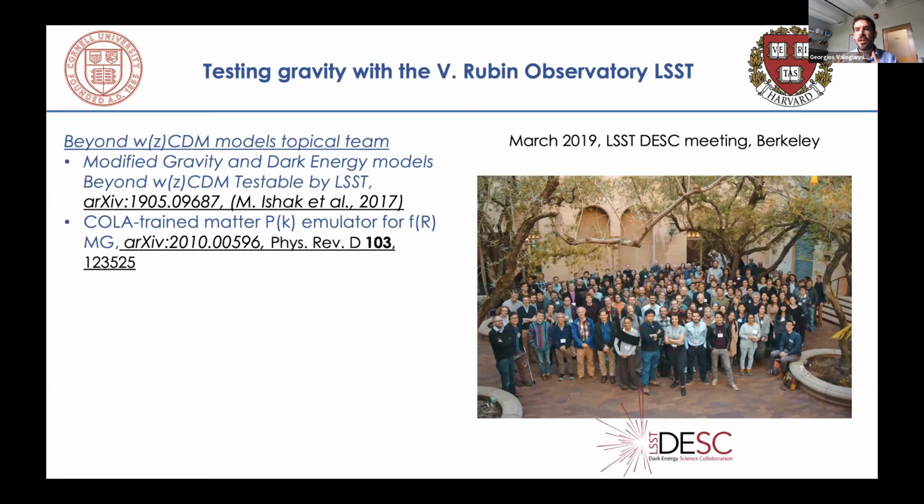To that end, for the past year and a half, I've had the pleasure and the honor of being a member of the Dark Energy Science Collaboration. I've had the honor of leading the small topical team that is responsible for identifying and testing models of modified gravity, or beyond wCDM, beyond dark energy, with the next generation instrument of cosmology that we call the Vera Rubin Observatory LSST, a 10-year survey that will identify billions or maybe more galaxies.